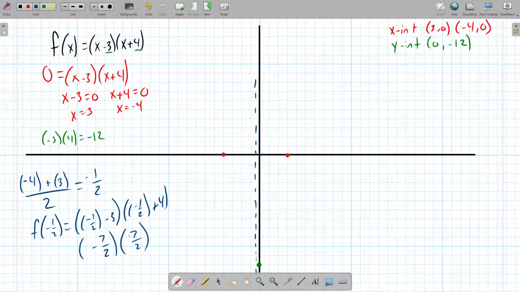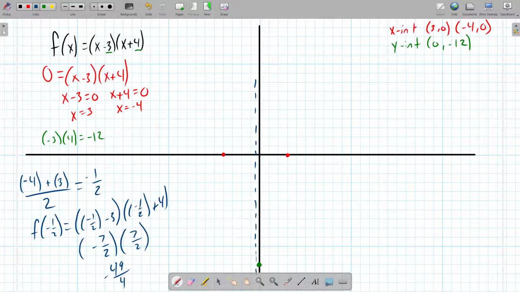Multiplying these two together, we're going to get negative 49 over 4. And I like leaving these as fractions and not writing them as decimals. So what is this? Well, 48 over 4 is 12. And then I'm left with 1/4. So we're at negative 12.5.